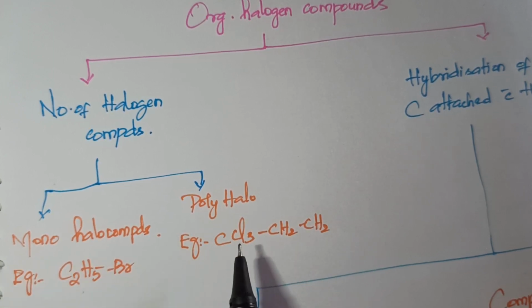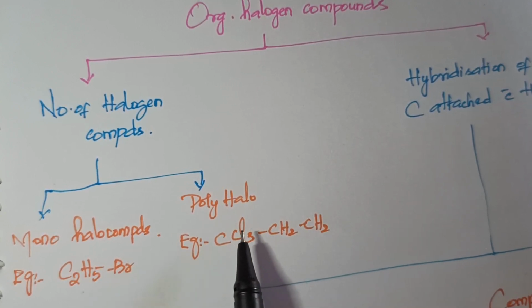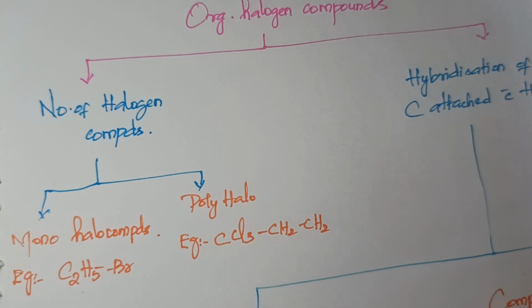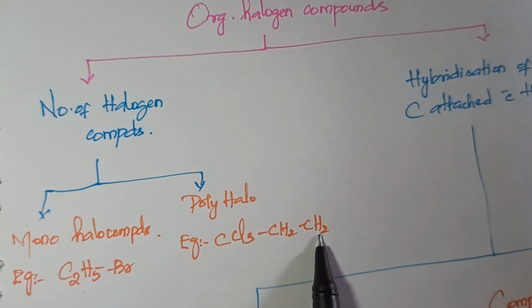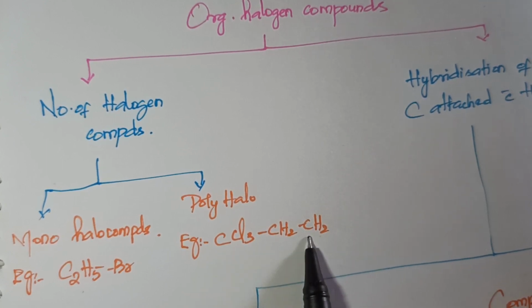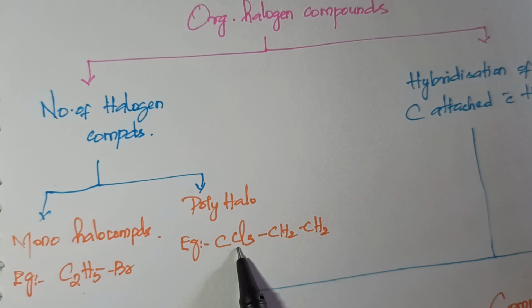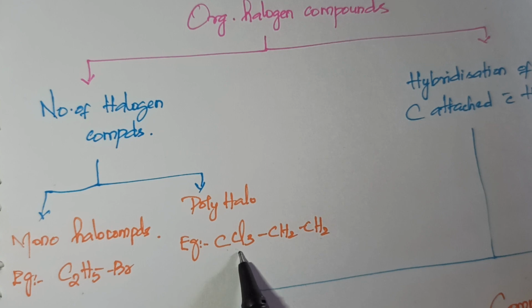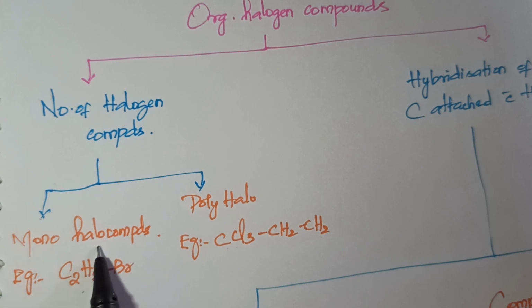Polyhalo compounds have more than one halogen, that is 2, 3, 4 and so on. Such compounds are called polyhalo compounds. The example given here is trichloropropane, 1, 2, 3-trichloropropane. Since it has 3 carbons, it is propane. The 3 hydrogens on these carbons are substituted by 3 chlorine atoms. So this is called trichloropropane. Now this is the classification based on the number of halogens.